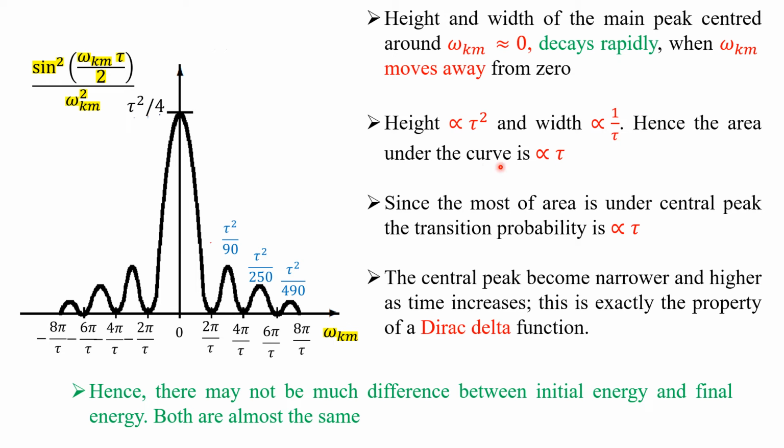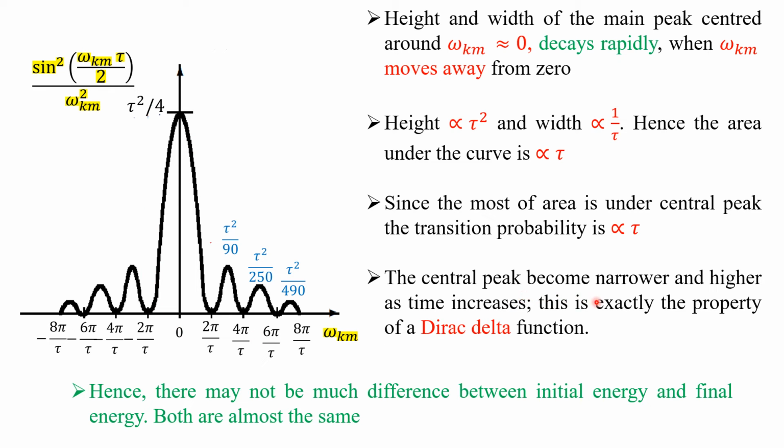Hence, the area under the curve is height into width, so tau square into 1 over tau, which is equal to tau. So the area under the curve is proportional to tau. Since most of the area is under the central peak, the transition probability is proportional to tau.